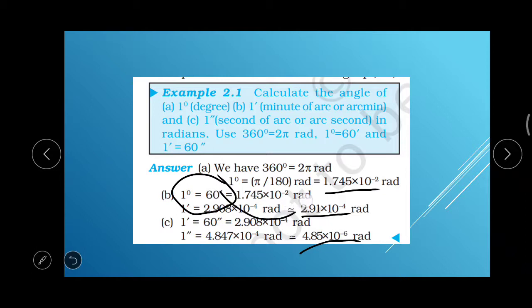As well, if you want to convert degree into radian, you have to multiply that value with pi divided by 180. Okay, the value of pi is 3.14.